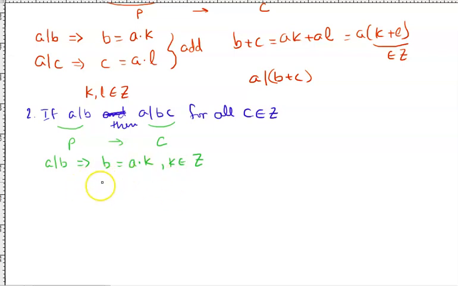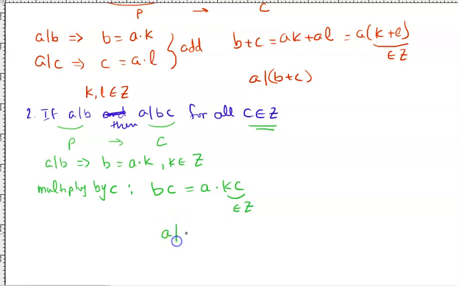And now we're going to multiply both sides by C. If I multiply both sides by C, I'm going to get BC equals A times KC. Now because C is an integer, this right here is an integer. So I have BC is A times an integer. By the definition of divisibility, this means that A divides into BC. Okay, so that completes that proof there.